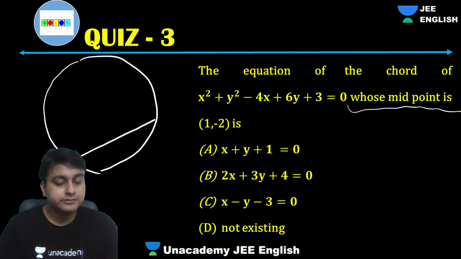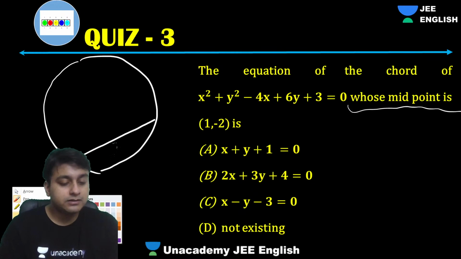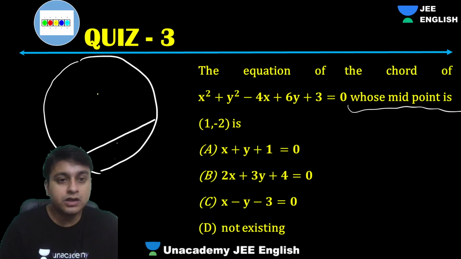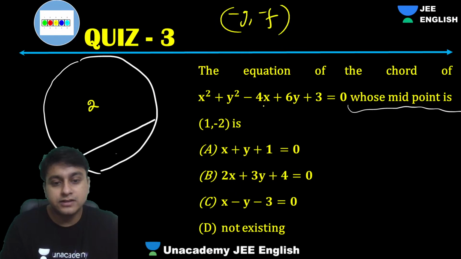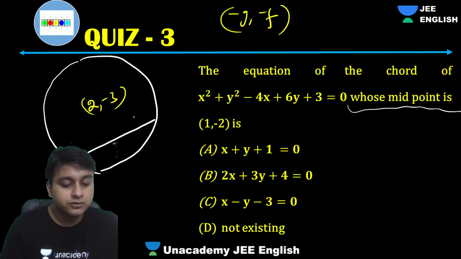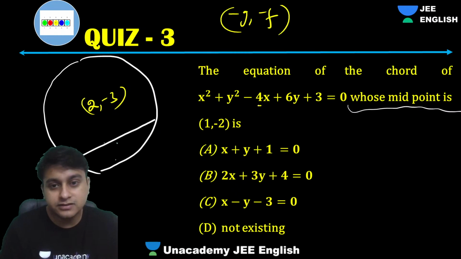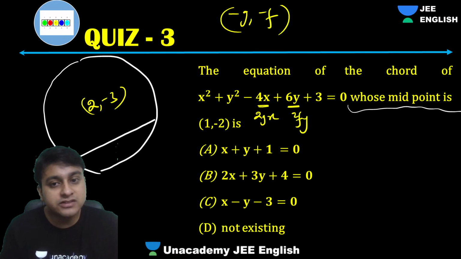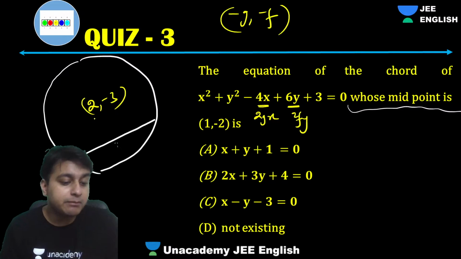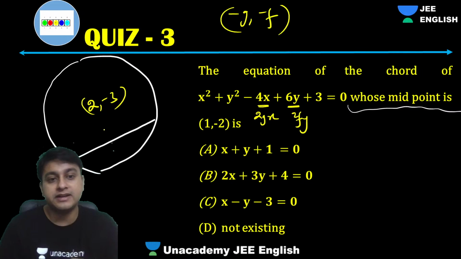Very good, Shivani. So if you look at this one, the center is what? Everyone knows the center is minus g comma minus f. This is 2gx and this is 2fy. Comparing, you will get g as minus 2 and f as 3. So the center will be minus g comma minus f, that is 2 comma minus 3.